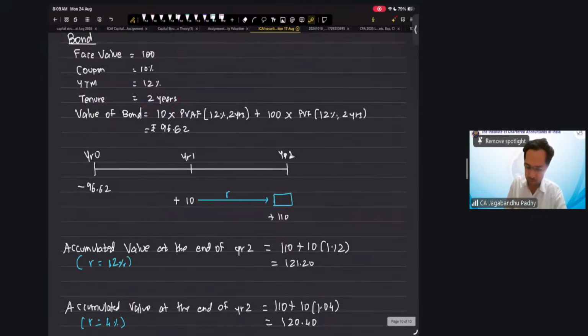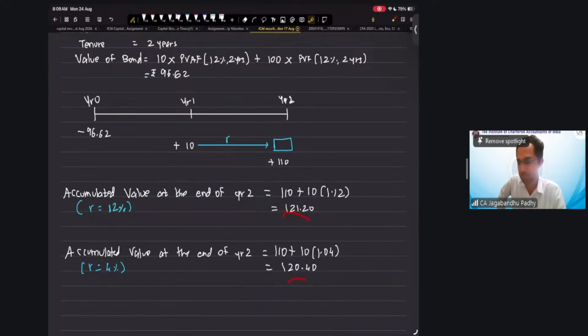Now, this was a simple case of a 2 year bond. Had it been a case of a 10 year or 8 year bond, then the difference would have been significantly large. Right? So to tackle that particular aspect, we can say it's 121.2 and 120.4. These are the two respective values that we have for the different YTM rates.